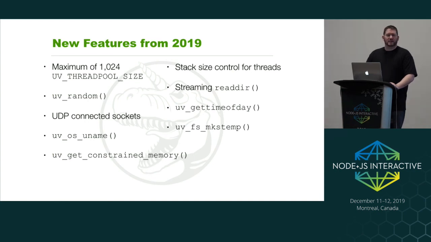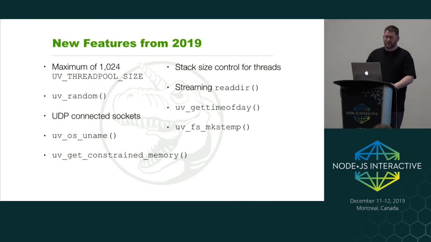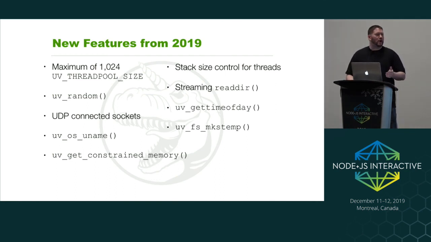UV get constrained memory is interesting. One of the problems people have is that V8 would set its memory limit to whatever is available on the computer. But some operating systems like Linux have things called cgroups, and right now we only look at cgroups, but in the future it could be expanded to other things, where you can impose artificial memory constraints on your application. So if something like V8 would try to use all of the system memory, it's not going to be able to do that anyway. UV get constrained memory lets you query the operating system to see how much memory you're allowed to use. So that's a useful one.